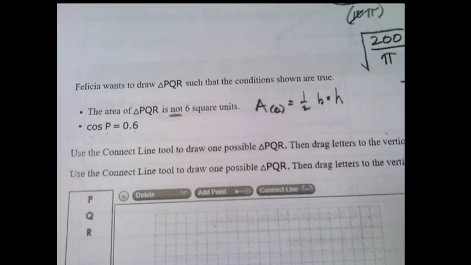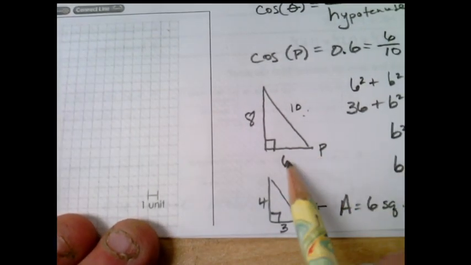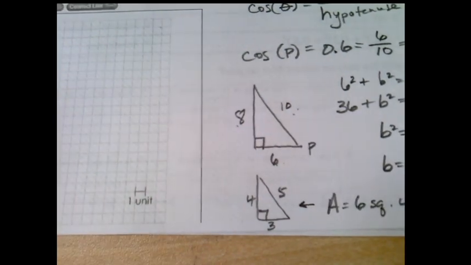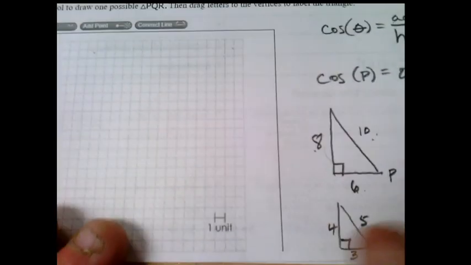What did it say up above? So that it's not 6 square units. So this right here, the area would be 6 times 8, which is 48. Half of that is 24. So therefore, the area of this triangle is 24 square units.